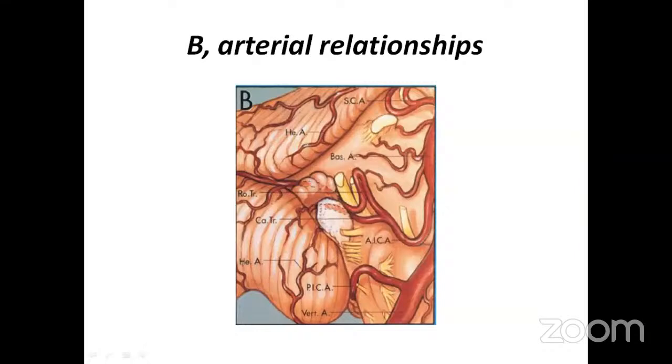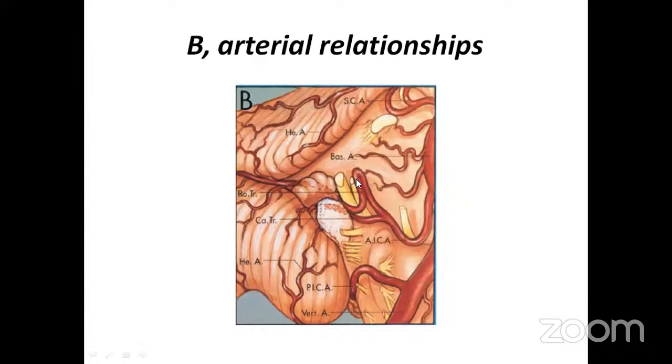Now, arterial relationships. The first is the superior cerebellar artery, which is a branch of the basilar artery. It lies above the trigeminal nerve. The second is the anterior inferior cerebellar artery, a branch of the basilar artery. It comes down below the facial and vestibular nerve. These are the facial and vestibulocochlear nerves. It divides into two trunks. This is the rostral trunk. This is the caudal trunk.